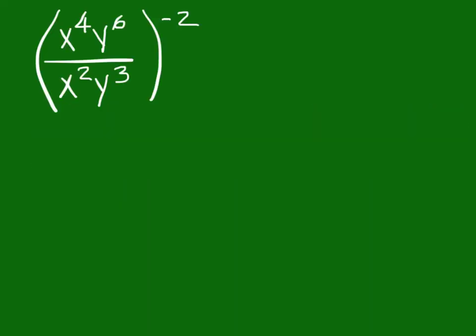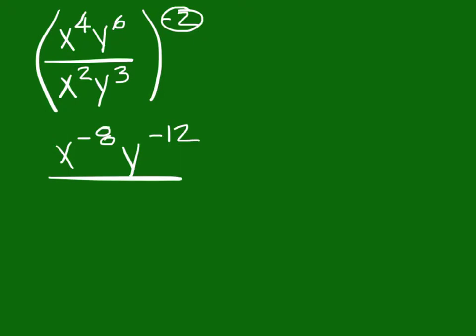Alright, example 1. In this case, you're going to have the quantity to the negative 2 power of x to the 4th y to the 6th over x squared y to the 3rd. This is a simple problem. All the exponents are positive inside. You must multiply this exponent by each one inside to come up with x to the negative 8th, y to the negative 12th, and then on the bottom x to the negative 4th, y to the negative 6th.